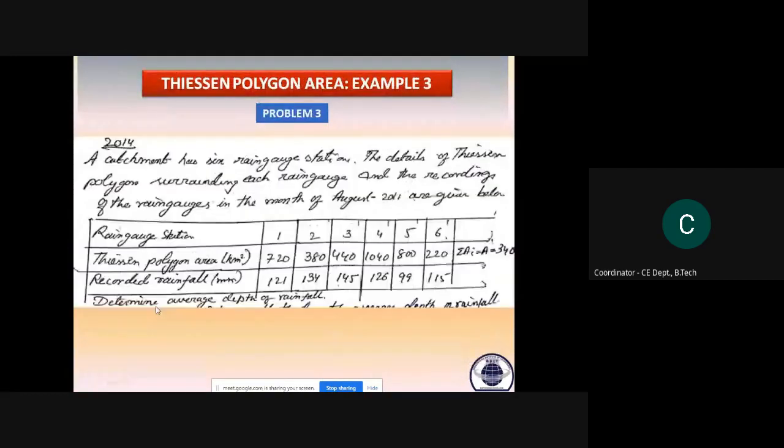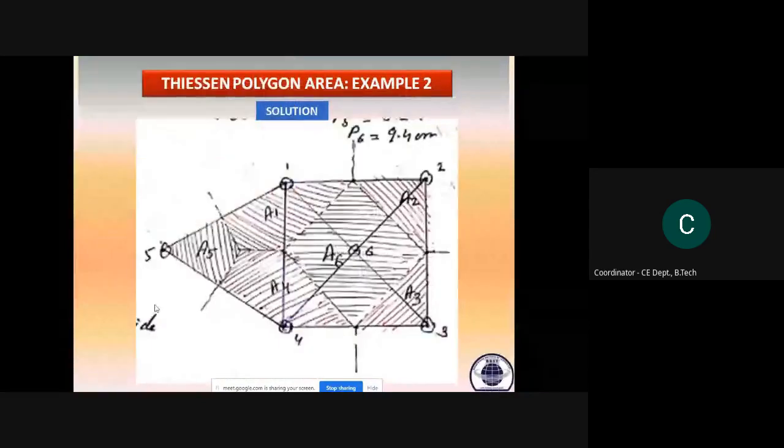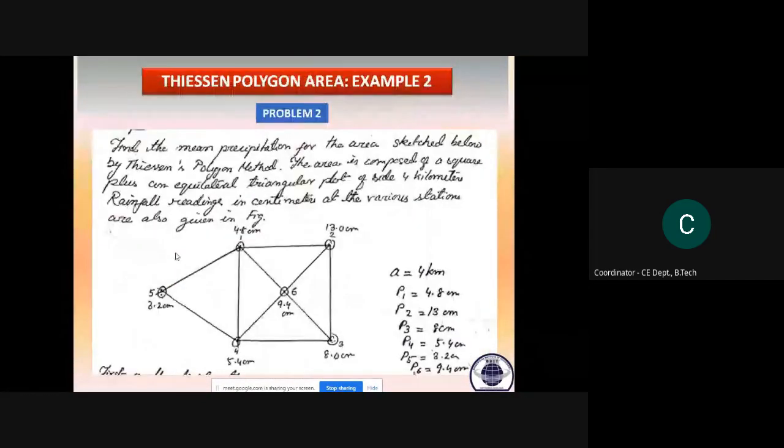Now let us go to the tough problem. Okay, this will be the last problem for today. See, find the mean precipitation for the area sketched below. I will give you like this by Thyssen polygon. They have already said use Thyssen polygon. Area that is composed of a square plus an equilateral triangle, which was the last example. Plot equilateral triangle plot of side 4 kilometers. That means A value is given. A is 4 kilometer.